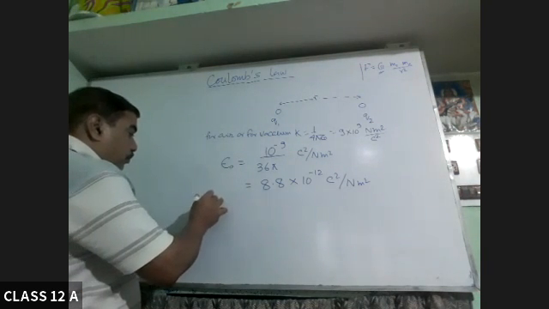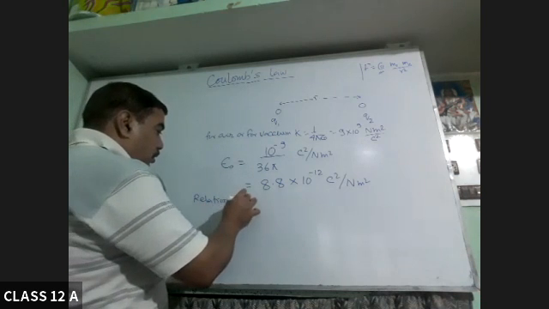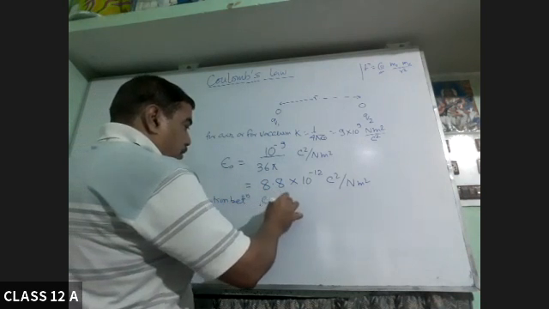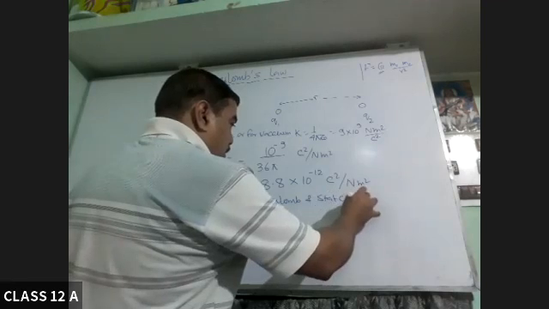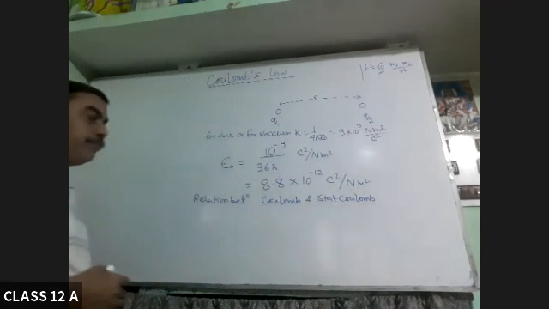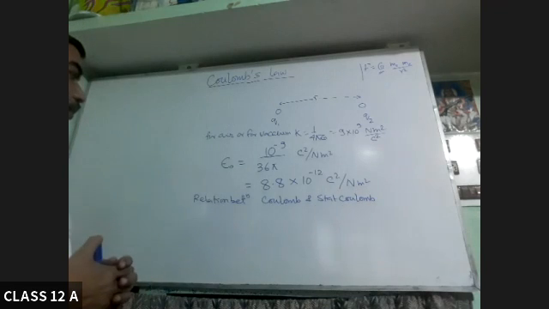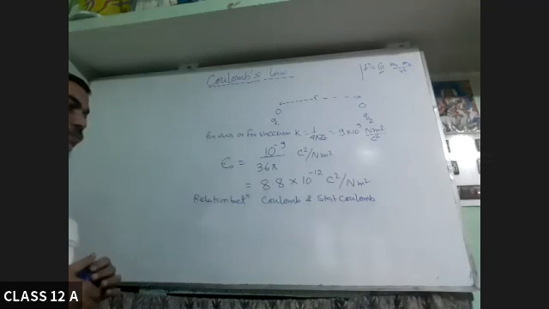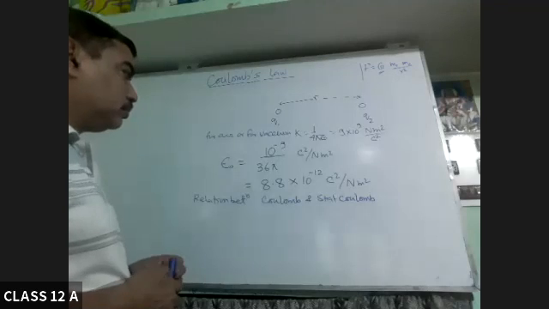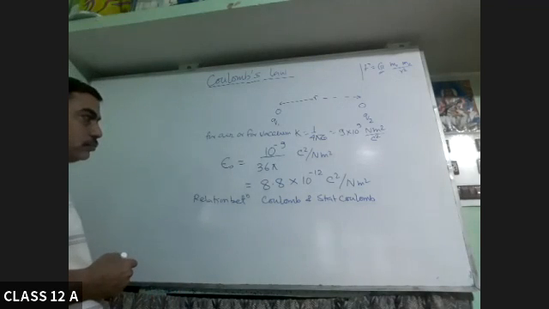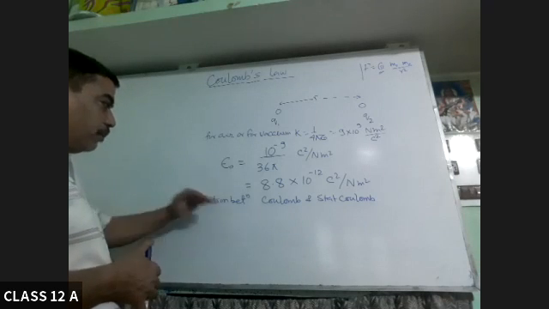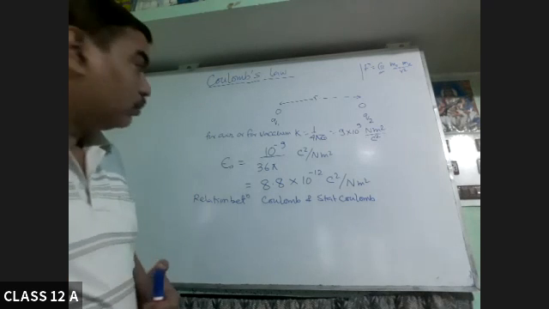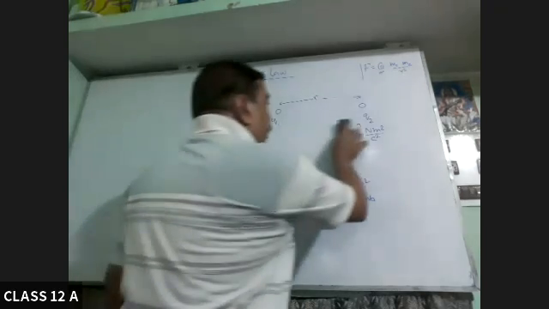Now suppose we are doing the relation between Coulomb and stat Coulomb. No, first we should define 1 Coulomb. After that we will do this one. First, the definition of 1 Coulomb we will do. How do we define 1 Coulomb?